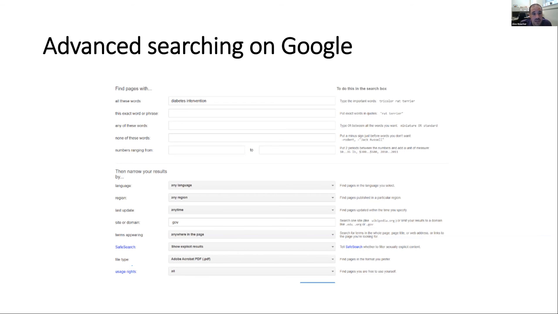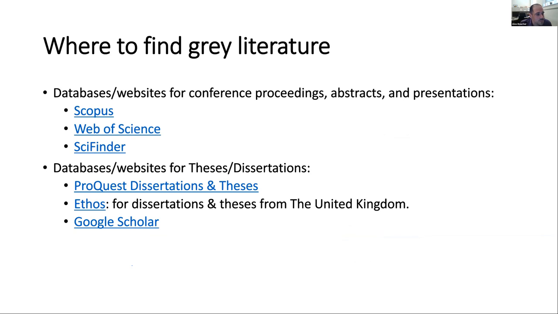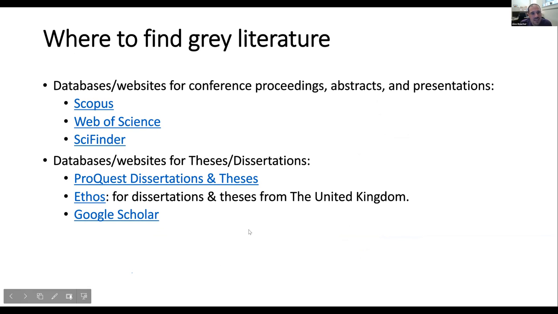On my final slide for this, I just have a few examples of databases you can use, library databases or otherwise. Scopus, Web of Science, SciFinder, all good for conference proceedings, abstracts, and presentations. And then for theses and dissertations, you have ProQuest Dissertations and Theses, Ethos for dissertations from the United Kingdom, and you can also find dissertations and theses on Google Scholar. That was sort of a condensed version, but that is some of the things that you can do if you decide that you need to find gray literature for your systematic review.